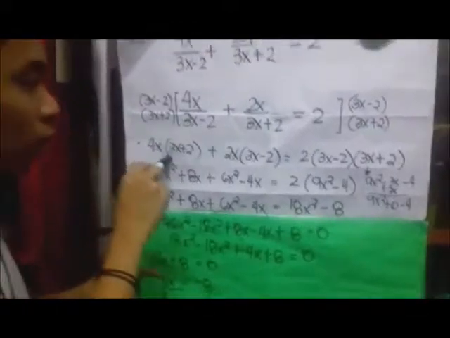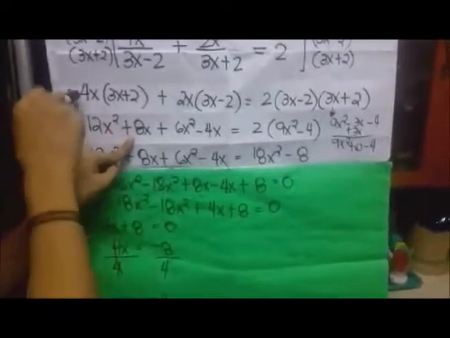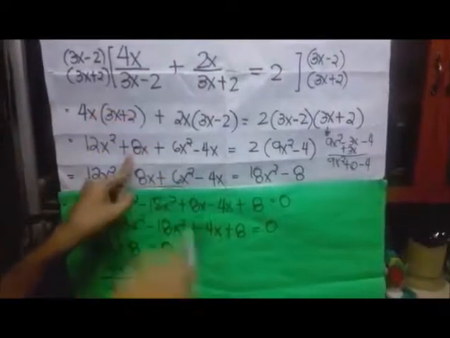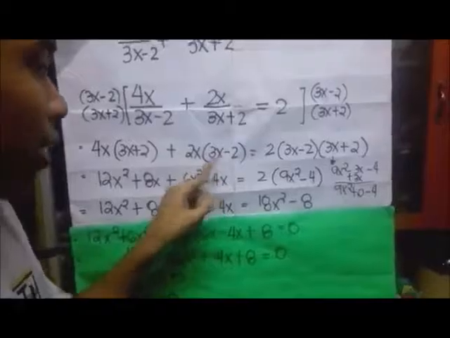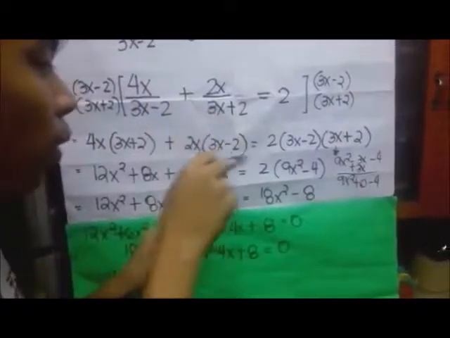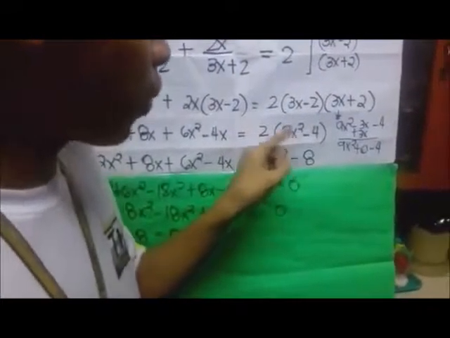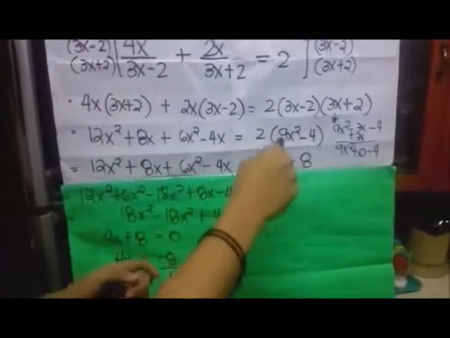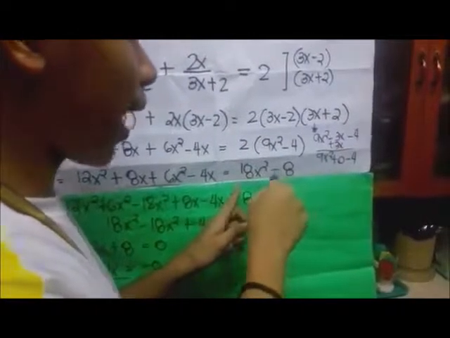So, distribute ko tong 4x times 3x is equal to 12x squared plus 4x times 2 is equal to 8x plus 2x times 3x is equal to 6x squared minus 2x times negative 2 is equal to 4x is equal to 2 quantity of 9x squared minus 4. So, ito, distribute mo na yan, bali magiging 18x squared minus 8. Tapos copy na lang to.